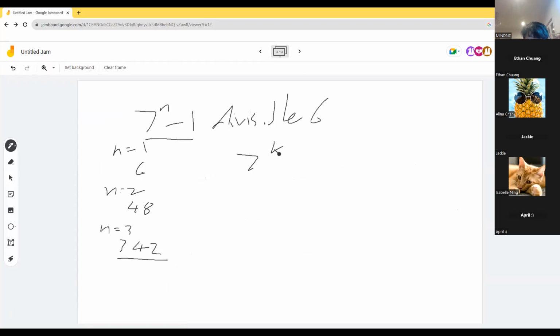Okay, so suppose 7 to the k minus 1 is divisible by 6. Then 7 to the k plus 1 minus 7, right? So we times that by 7, is also divisible by 6. And we plus 6, right? Because a multiple of 6 plus a multiple of 6 is still a multiple of 6. And that is equal to 7 to the k plus 1 minus 1.